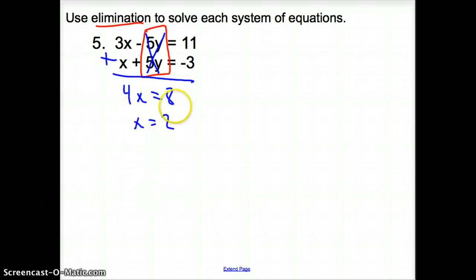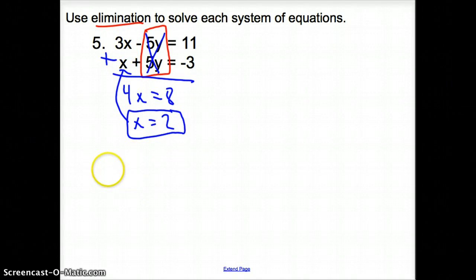So you found that x equals 2. That is our first part. Again, now it is just like substitution. What do you do with this x equals 2? You have to plug it in for x. You can use the top or the bottom equation. I'm just going to use the bottom equation. You can use the top. You would find the same answer.